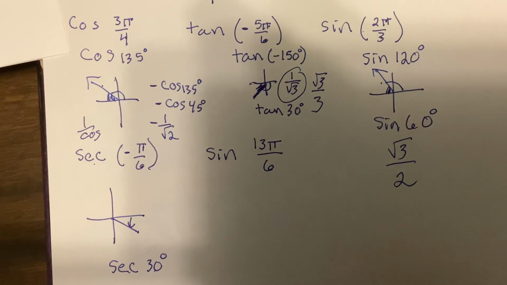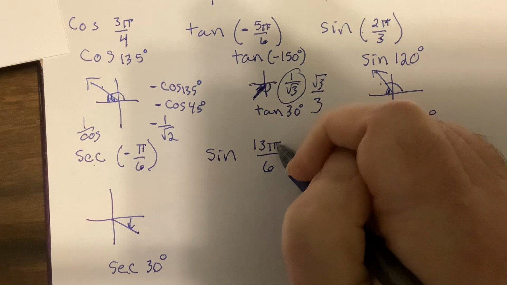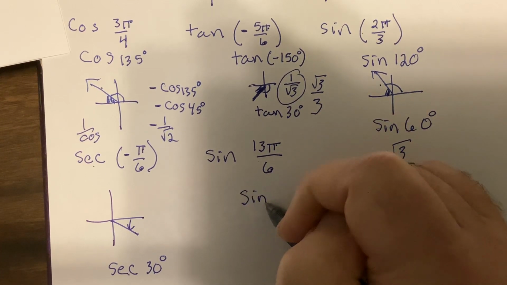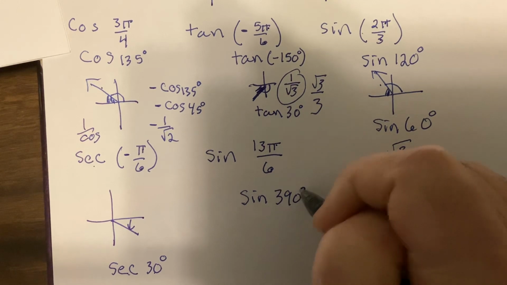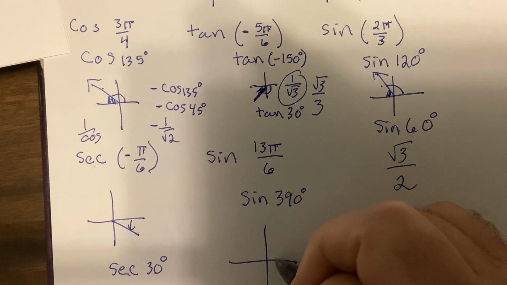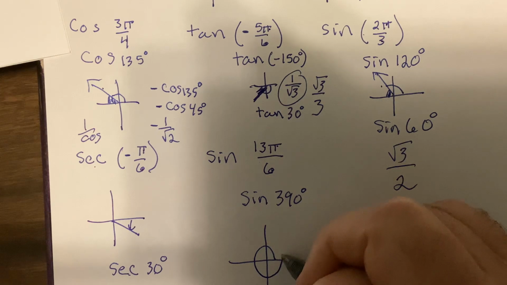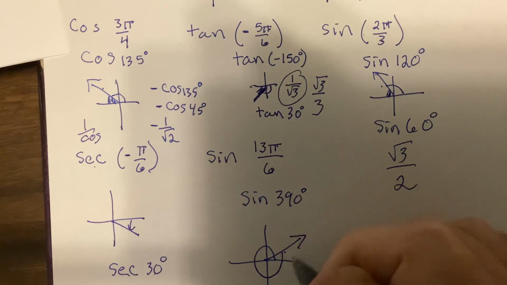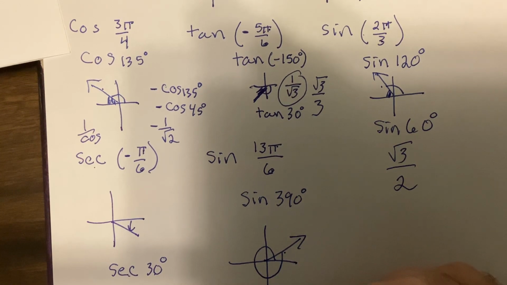And the last one, 180 divided by 6 is 30, times 13 is 390. Now 360 is all the way around. So we're in the first quadrant. Everything is positive in the first quadrant. So this would be sine, and it would be 30 degrees as your reference angle between the closest x-axis terminal side. And sine of 30 is a half.